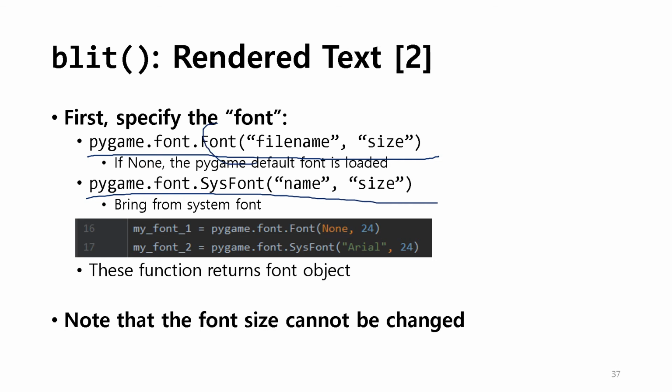The Font method uses a file in your local directory, and if it is not found, then the system default font is loaded. And we can use the SysFont method. This uses a system font, so it is predefined on your system, like this. Note that the font size is immutable, so you cannot change it.